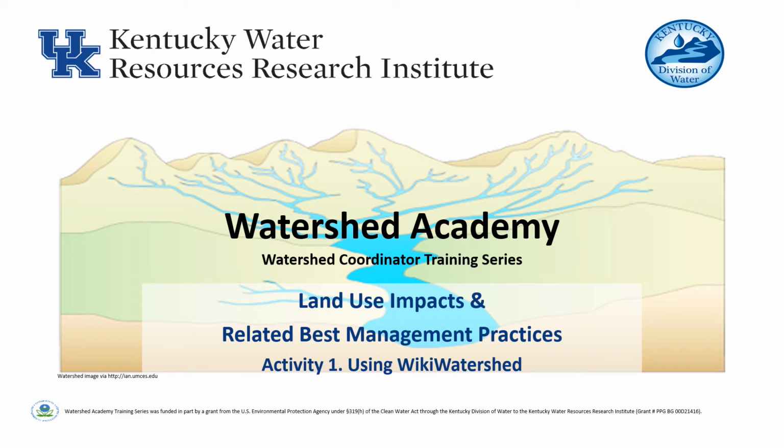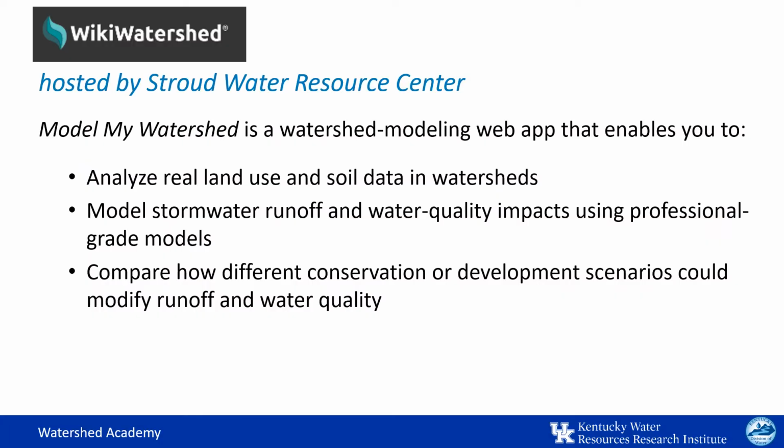I'm Steve Evans with the Kentucky Water Resources Research Institute, and in this activity we're going to be looking at WikiWatershed to see how you can familiarize yourself with this tool that gives you a lot of information about the landscape of your watershed. WikiWatershed is an initiative of the Stroud Water Research Center in Pennsylvania. The Stroud Water Research Center seeks to advance knowledge and stewardship of freshwater systems through global research, education, and water restoration. They provide a wide selection of different educational resources on their website, including some excellent tools on macroinvertebrate identification.